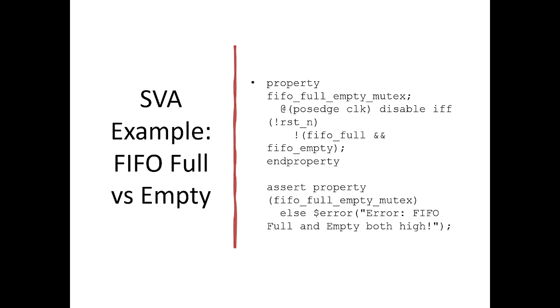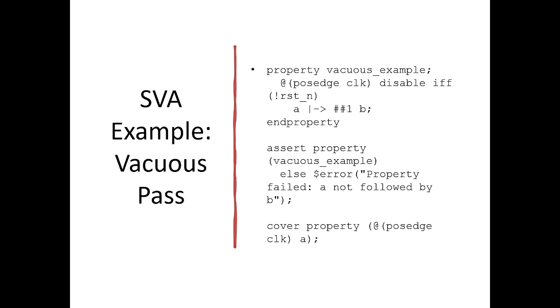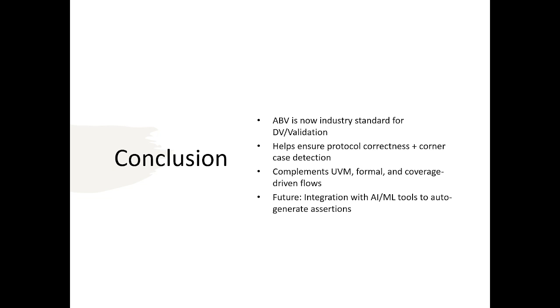This is the same thing for the FIFO, where both signals should not come at the same time. So we write the property and we assert the property. Then for the vacuous pass as well, here the assertion checks A and B, but we also add a cover property to make sure that A comes at least one time, to ensure the antecedent is exercised.